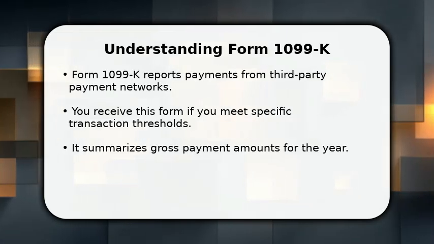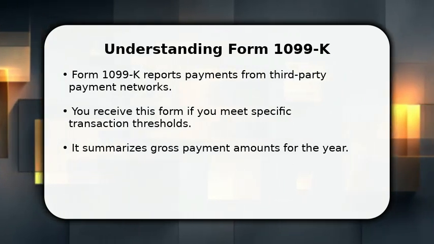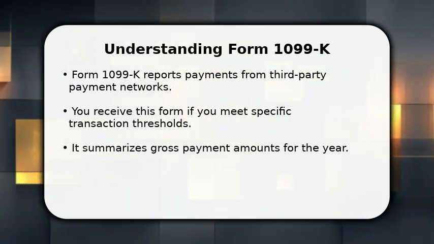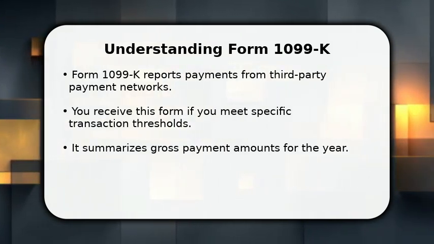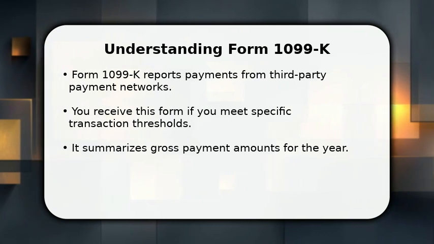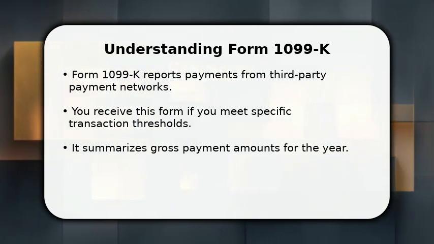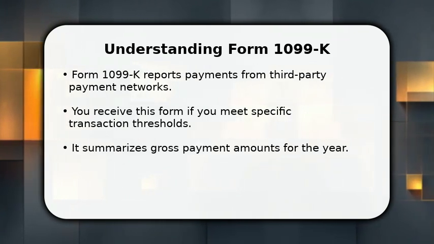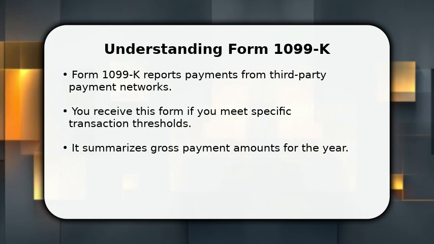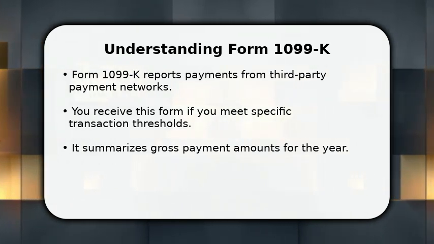In this video, I will explain how to file Form 1099-K taxes step by step. First, understand what Form 1099-K is and why you received it. This form reports payments from third-party payment networks, like credit card processors or online marketplaces. You'll get one if your gross payments exceed certain thresholds, which can vary. It's crucial for accurately reporting your business income to the IRS.